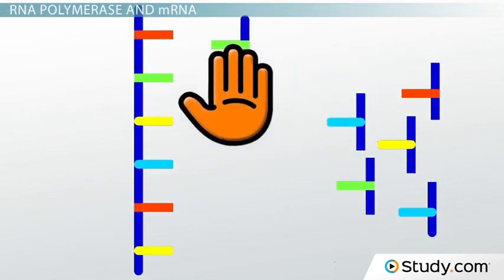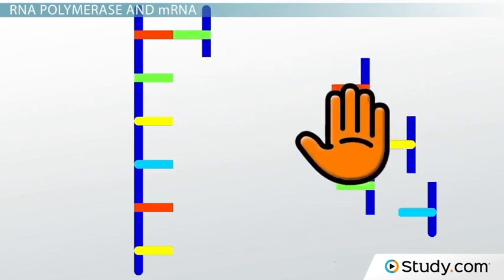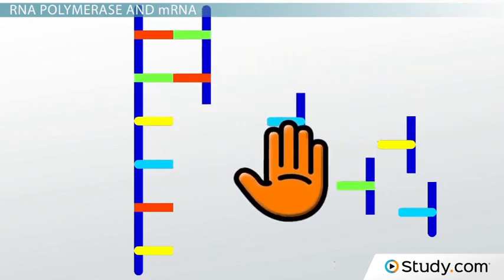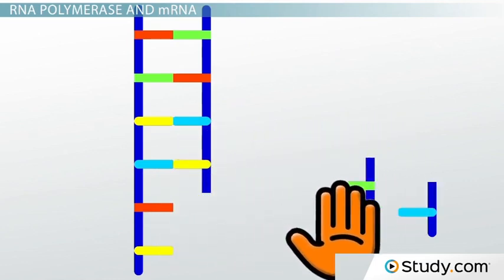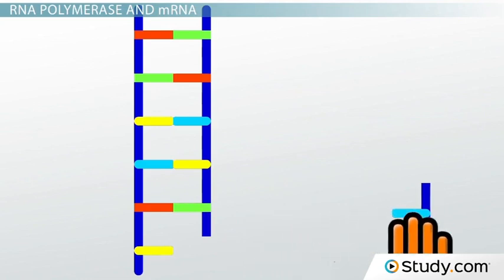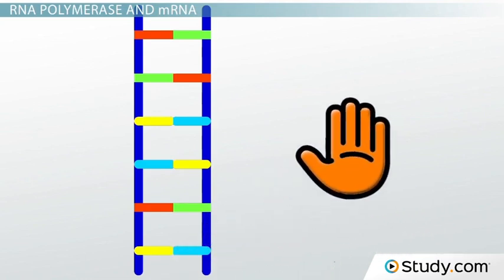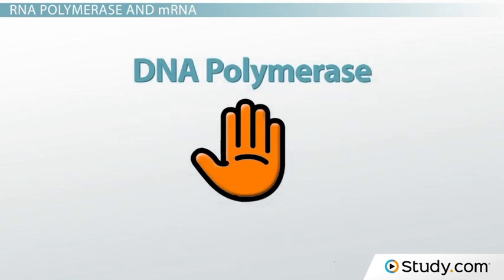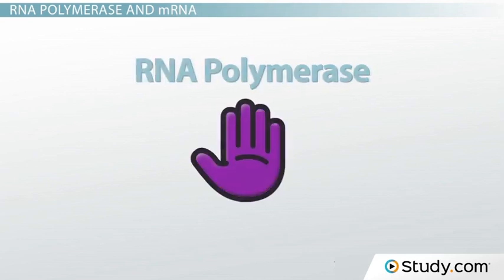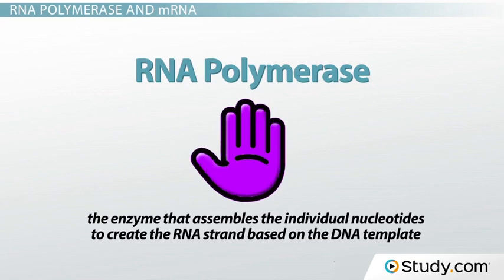The RNA strand has to be built one nucleotide at a time. Does that sound familiar? It should, because a similar process happens in DNA replication. And just like in DNA replication, we need the help of an enzyme to bus in all the nucleotides. You may recall that DNA polymerase was the enzyme that constructed the DNA. Well, in this case, we have RNA polymerase that constructs the RNA. RNA polymerase is the enzyme that assembles the individual nucleotides to create the RNA strand based on the DNA template.